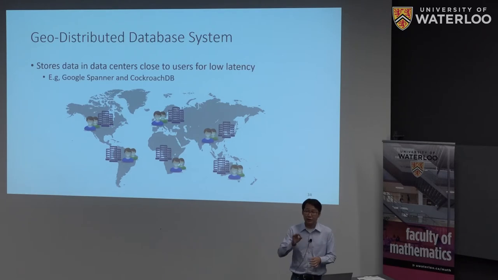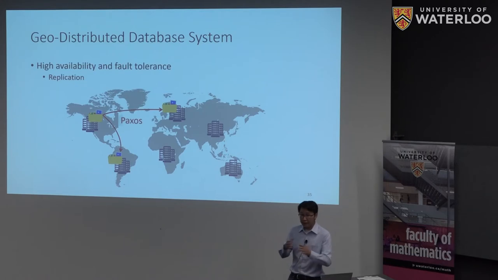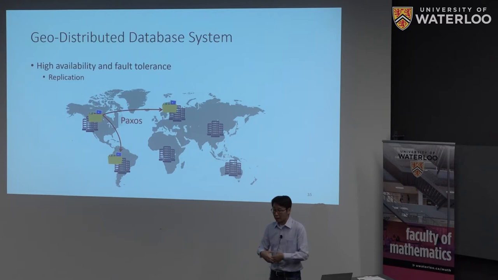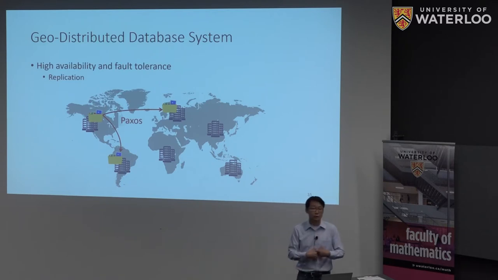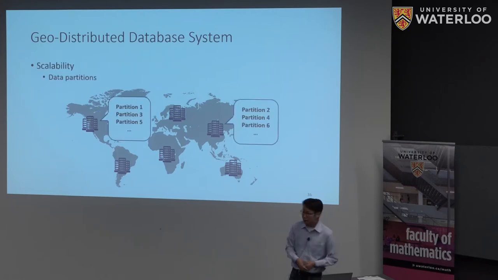These systems can store data near the users, at a nearby data center, and by doing so, they can reduce the latency required to service some of the transactions submitted by these users. And they have two additional properties in addition to having low latency. One is that they are fault tolerant. They provide fault tolerance by using a protocol like Paxos to replicate their state across multiple data centers. This allows them to be available even if an entire data center were to fail. They are also scalable by sharding or partitioning their data and storing only a fraction of the partitions in each of the data centers.